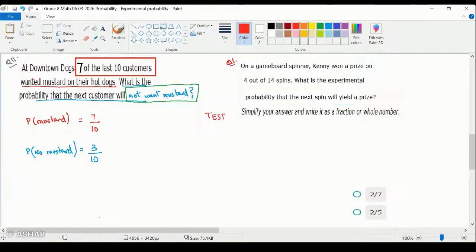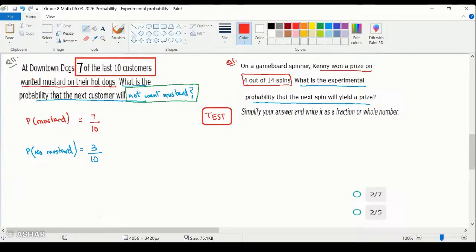So what should be the answer? They are saying that on a game board spinner, Kenny won a prize on 4 out of 14 spins. Kenny did 14 spins and Kenny won 4. What is the experimental probability that the next spin will yield a prize? Right? So would it be 2 over 7 or 2 over 5?